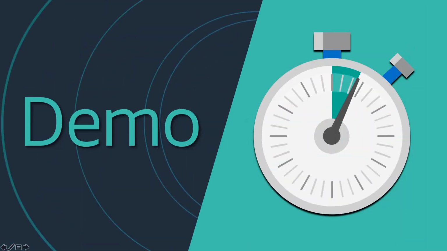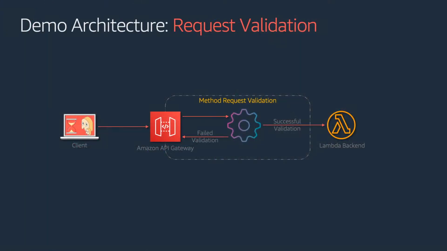So the demo architecture is going to be very, very simple, as we have seen just now. This is the architecture that we are going to build. We are going to have a simple API, which is going to be the Stationaries API that we saw as an example, and the Lambda backend will be processing that request and sending it back.